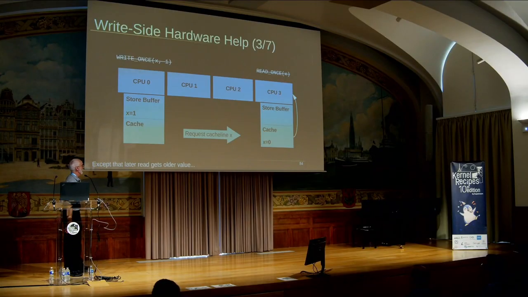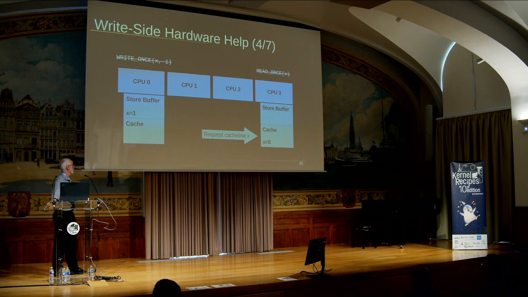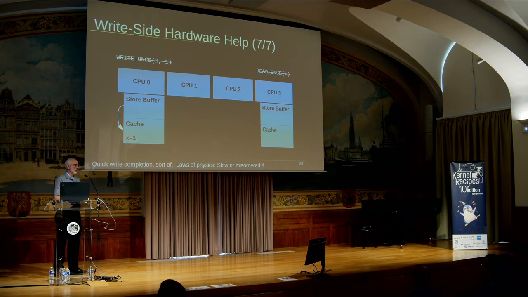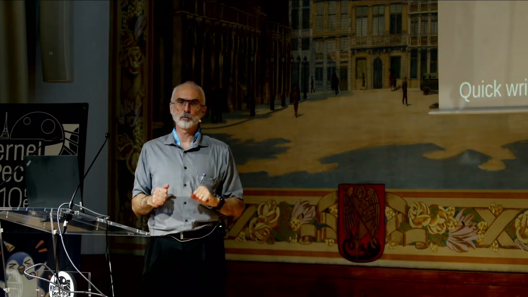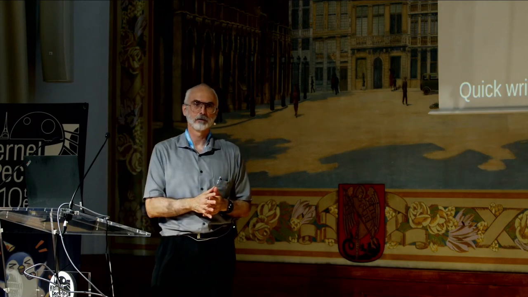So that read definitely happened after the write, except it got the old value. It got 0, because the request and the value hadn't propagated. Now it gets the cache line back, so it moves it into the cache. The trade-off is that CPU 0, once it started the write and it was in the store buffer, was able to continue executing. It wasn't stalled waiting for the write to complete. The write took quite some time, but it didn't have to wait for it because of the store buffer.